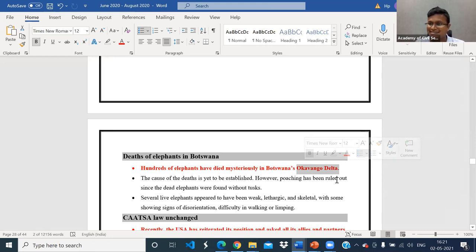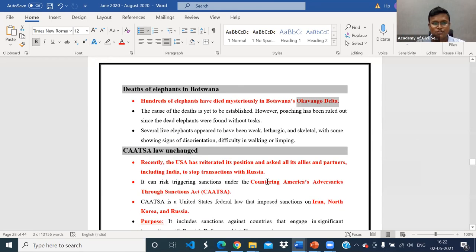Okavango Delta, which was recently in news, is in which country? Sometimes a question might come, or some statement will come: Okavango Delta, which was recently in news, is a delta in Botswana. Then that way, find out the correct statement. Some geography type questions might come from this international news. Next one.